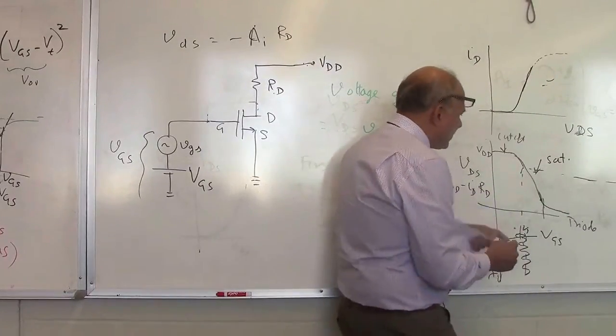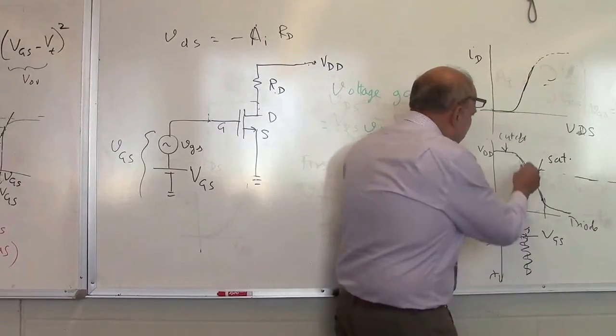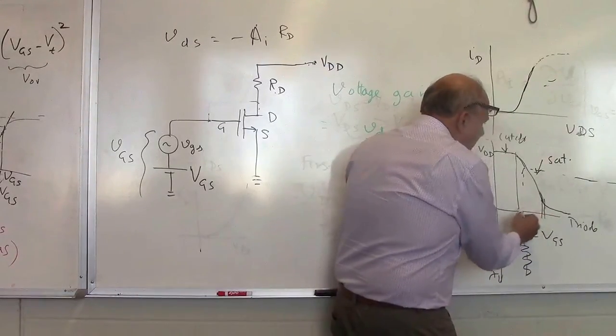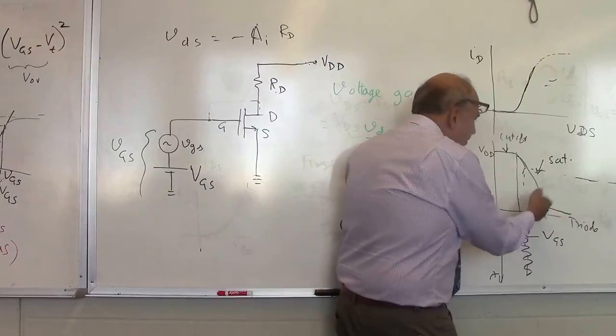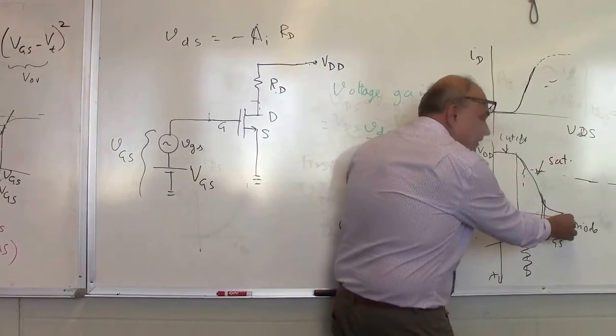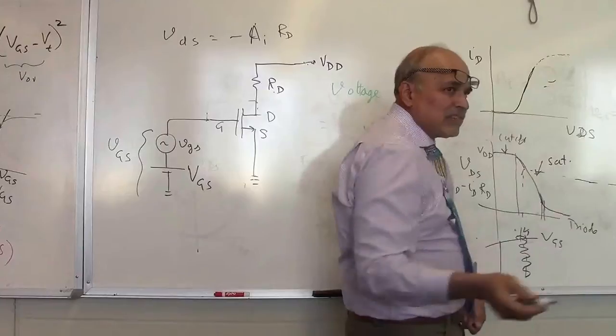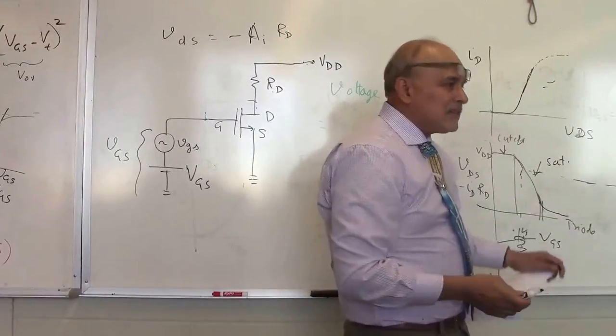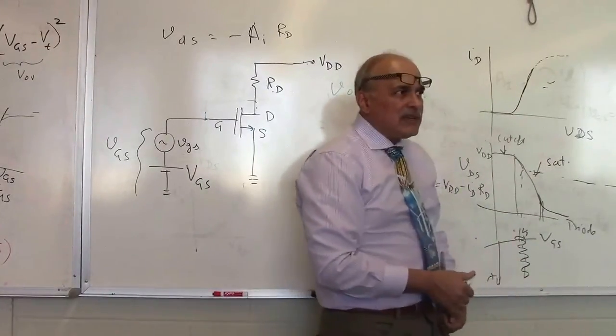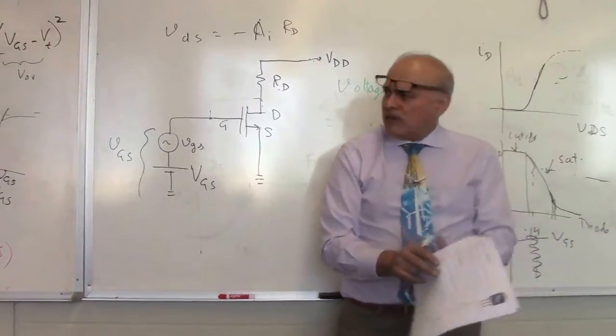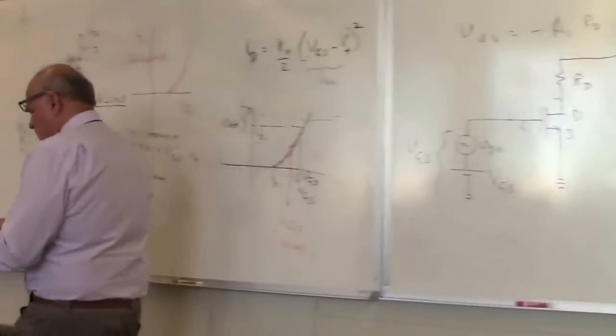And of course, the region that is open to you for doing the amplification is this. Only within this active region do you get amplification. If you're operating here, you don't get amplification. If you're operating here, you have zero current, you don't get amplification. Okay, so it's in this region that you get amplification. I think that answers more or less all the questions. Can I just double check here?